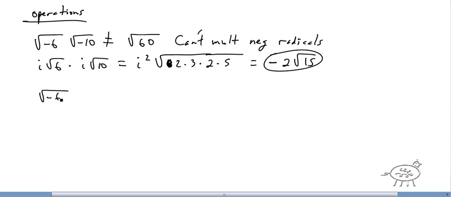Square root of negative 6 over square root of negative 10. So remember, you can't just say, oh, well, the negatives cancel out. You've got to pull an i out first before you can do any operation. So it's i root 6 over i root 10.